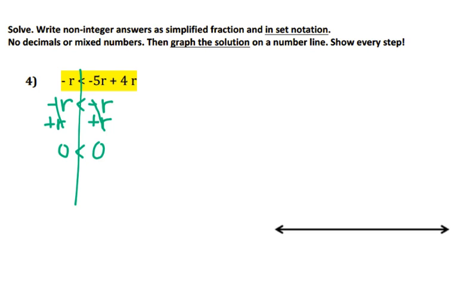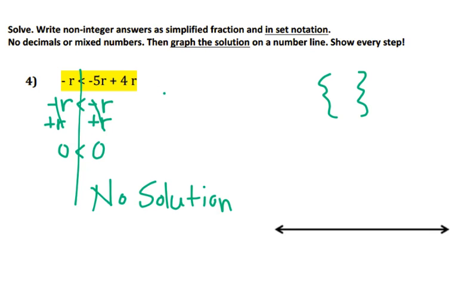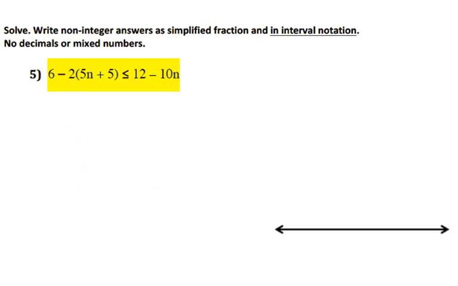Well, is 0 less than 0? No, they're equal. So this is false. It's impossible to have this situation where 0 is less than 0. And so we have a no solution. And in set notation, that's just the empty braces. And our graph, well, we don't really graph because it's nothing on the graph. So there's number 4.